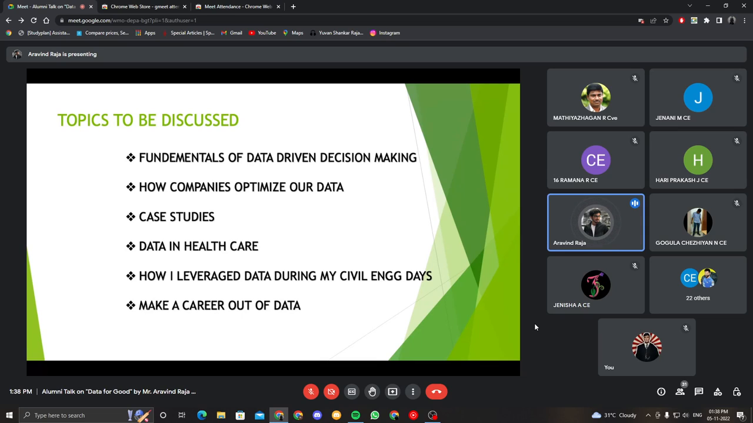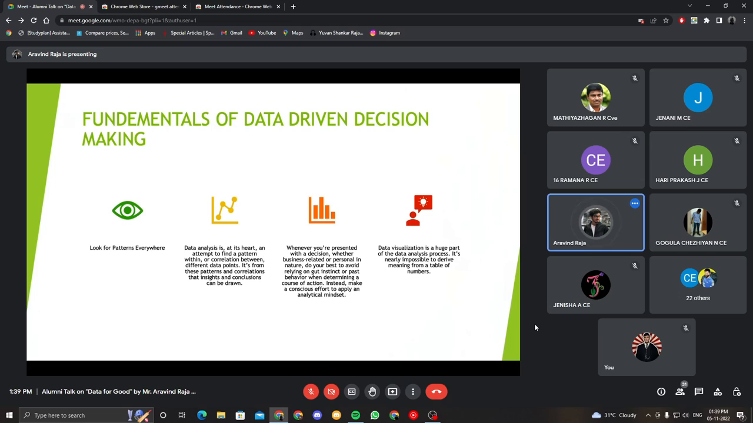I basically did two projects, and all the projects were based on data. And last, if you want to make a career out of data, what are the available options and what is the scope for it? These are the things we'll be discussing today as part of our talk.